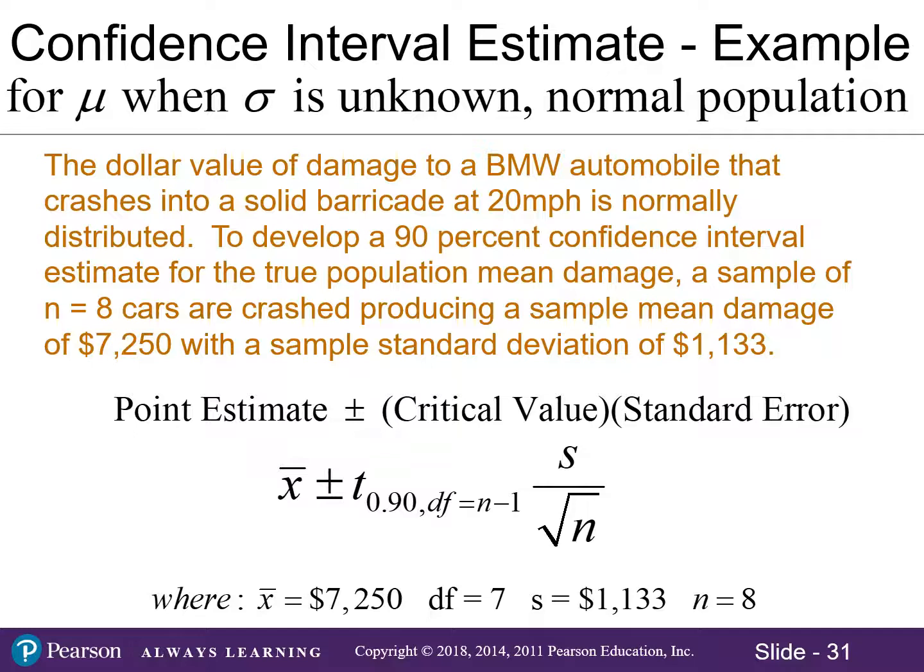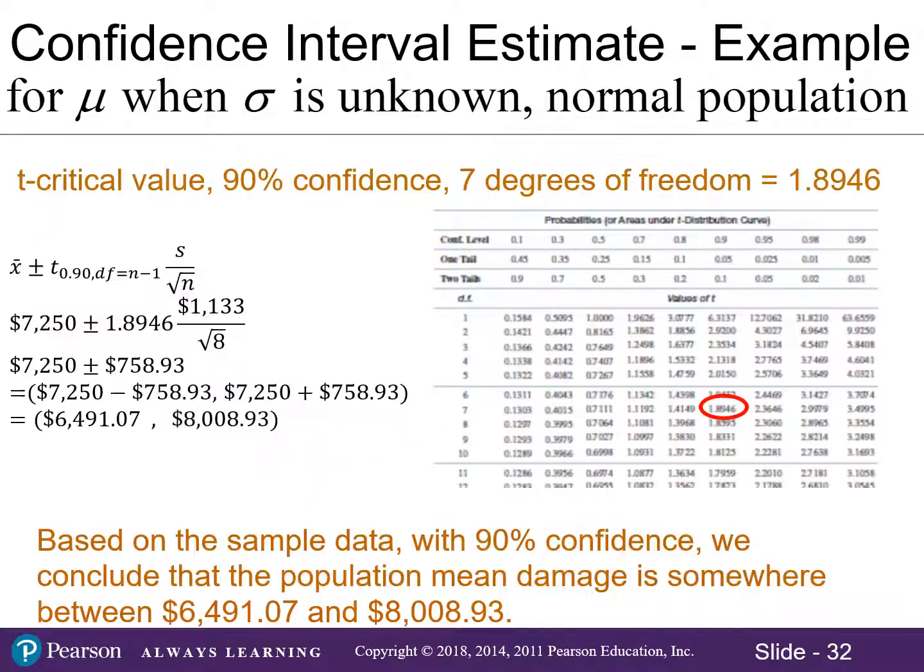So the mean sample damage is about $7,000 with a standard deviation of about $1,000. I've summarized the results down here. Notice that since there were only 8 cars crashed, my degrees of freedom is 1 less than that, at 7. We're going to use these values to get our critical value for T, given that I'm doing a 90% interval, and we're going to put them together into a confidence interval.